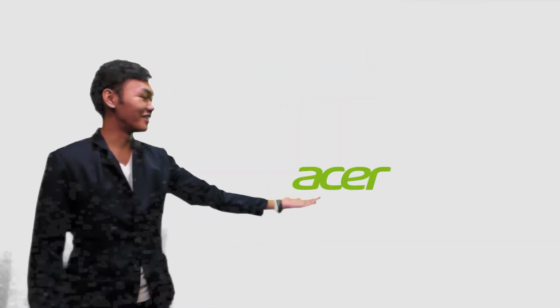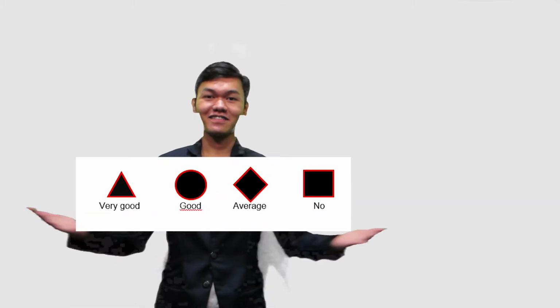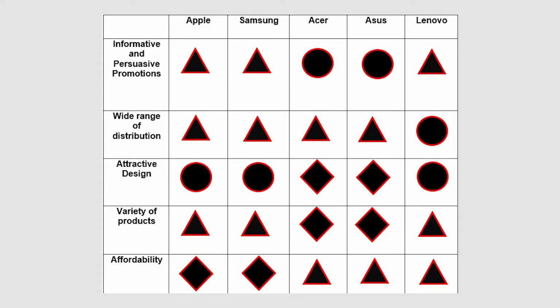Moving on with the industry participants, the participants are Apple, Samsung, Asus, Acer, and Lenovo. Next, we have the key success factors of each participant. Here are the legends. In terms of informative and persuasive promotion, these are the legends. Talking about wide range of distribution, these are the legends. In terms of attractive design, these are the legends. Variety of products, these are the legends. And lastly, the affordability, these are the legends.